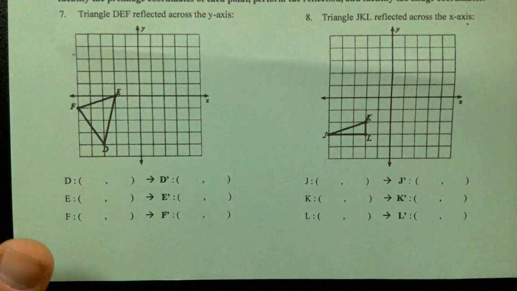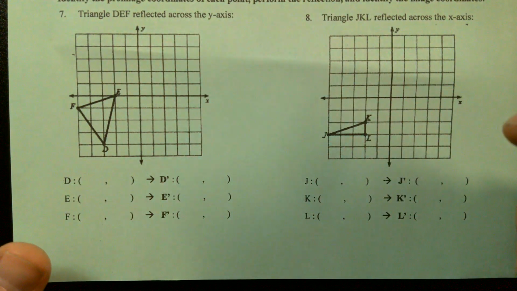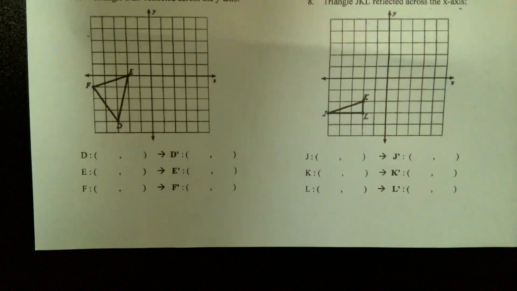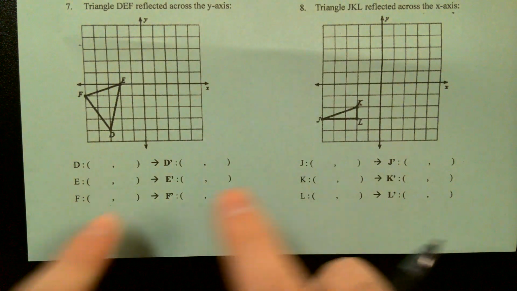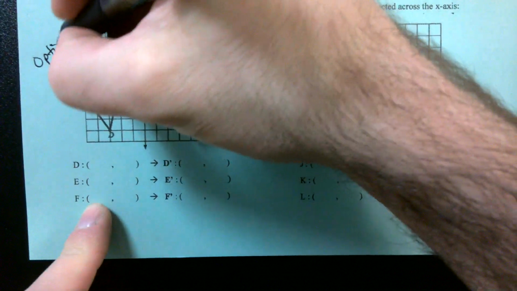So there's two different ways we could do a problem like this, right? Because we're given a graph and we're asked to find the points, we can do this one of two ways. Here I'm going to do option 1.